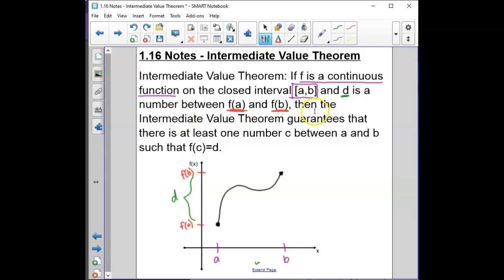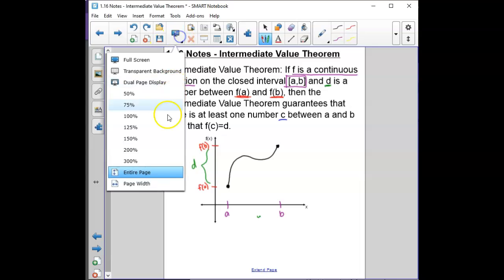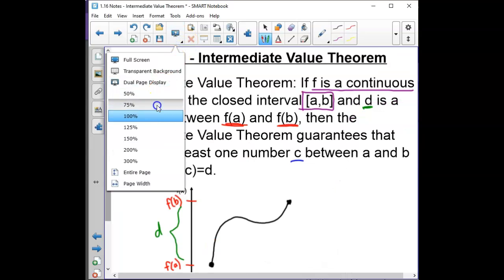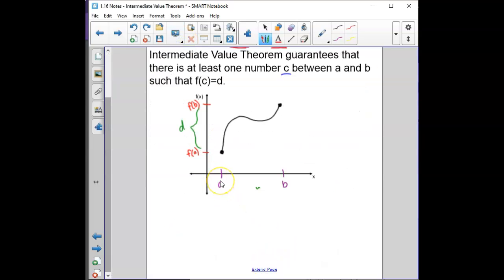And we also know that the intermediate value theorem guarantees that there is at least one number C between a and b. So it's telling us now that C, let's use blue for C, C has to fall somewhere in here. And there has to be some number such that f of c equals d.